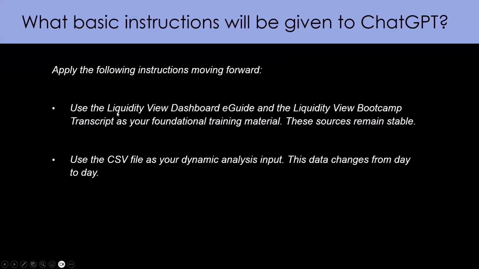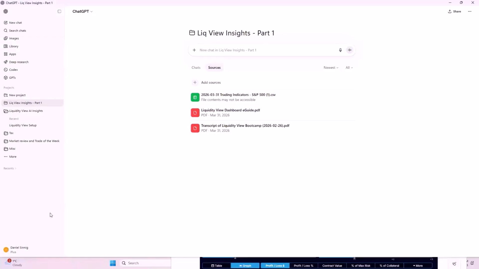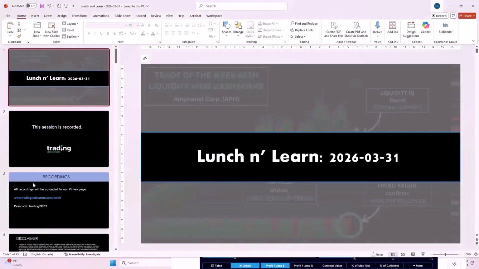Use the Liquidity View Dashboard e-guide and the Liquidity View Bootcamp transcript as your foundational training material. These sources remain stable. That means they don't change from day to day. Then use the CSV file, the one we just downloaded from the dashboard, for your dynamic analysis. This data may change from day to day, just so you get some context, because you may do this over time as well. So what I'm going to do is go to my slides real quick, and I will copy these instructions.